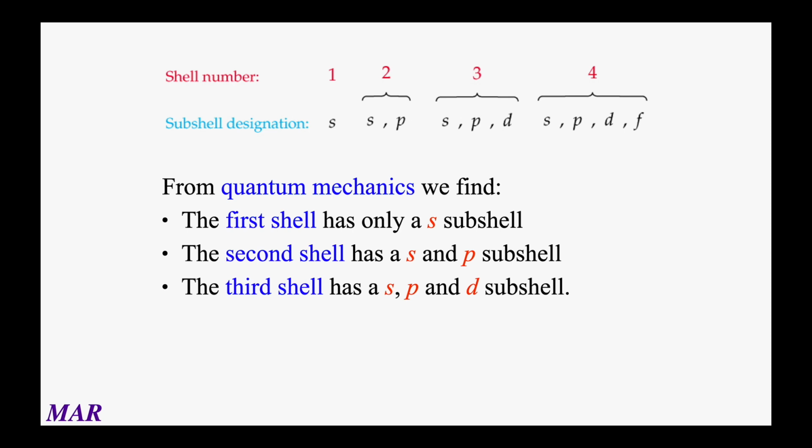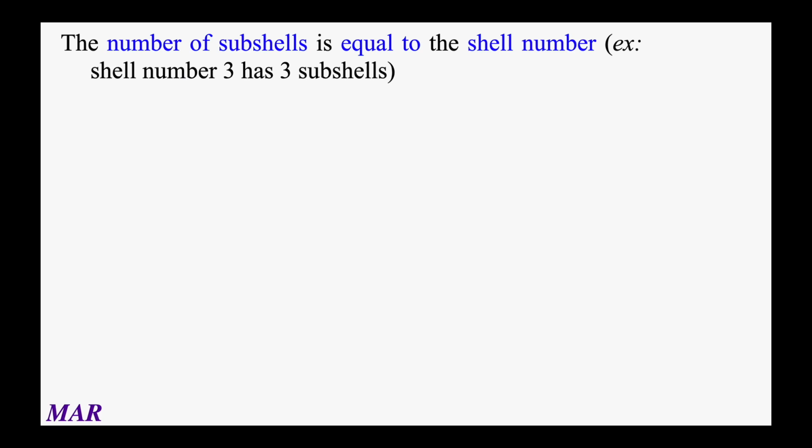You can see how the number of subshells increases as the shells increase. By the third shell, shell number 3, you have S, P, D, and by the fourth shell, S, P, D, and F. And yes, it does go beyond 4, but these are the ones most important for what we're talking about right now. The number of subshells is equal to the shell number. So in N equals 1, there was 1 subshell. In the second shell, there were 2 subshells, the S and the P. And shell number 3 had 3 subshells, S, P, and D.